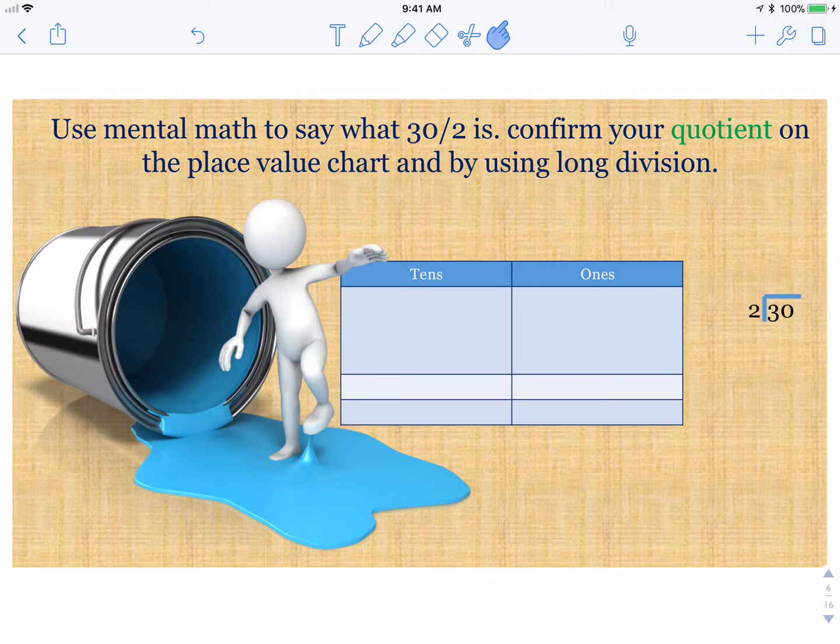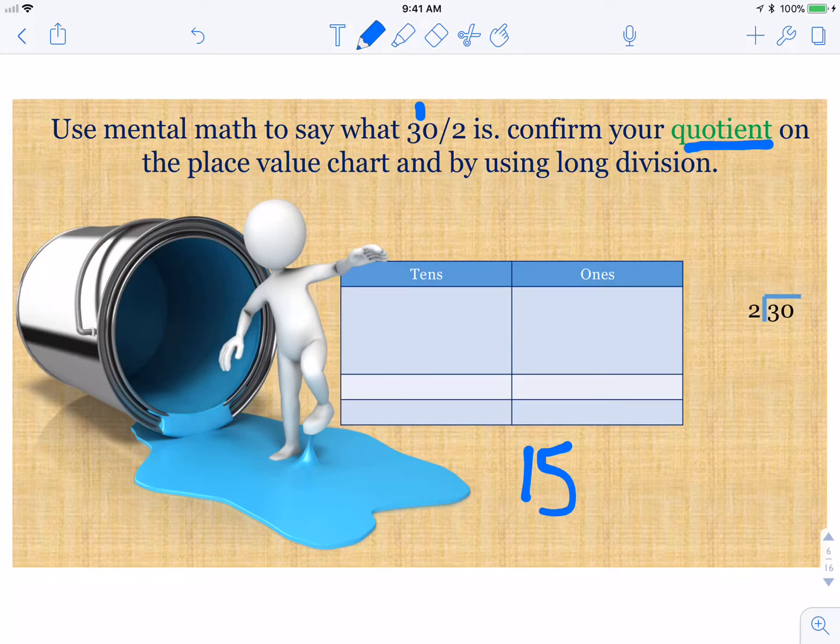Use mental math to say what 30 divided by 2 is. Confirm your quotient. There's that word again, quotient, on the place value chart by using long division. 30 divided by 2. Well, let's look at it. 2 goes into 3 one time with a remainder of 1. 2 goes into 10 5 times. So I would say 30 divided by 2 is 15.